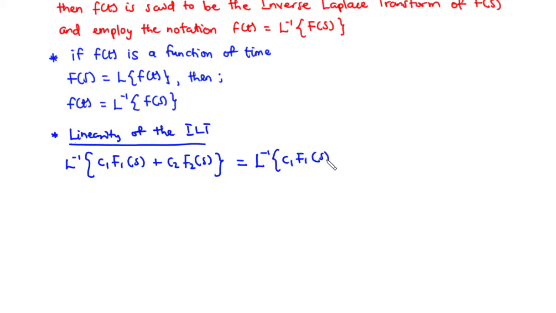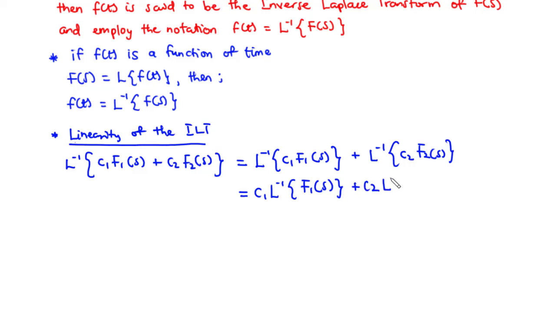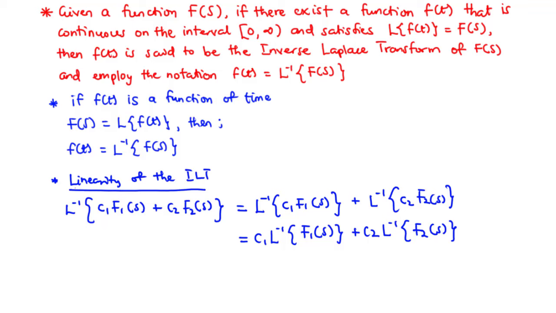Now because c1 and c2 are constants, we basically pull out the constants, so that we have c1 times the inverse Laplace transform of f1 of s plus c2 times the inverse Laplace transform of f2 of s. Now this is made possible due to the linearity of the inverse Laplace transform. So in the next section, what we are going to do is to consider problems of finding f of t, that is the original function of time, when the Laplace transform f of s is given.